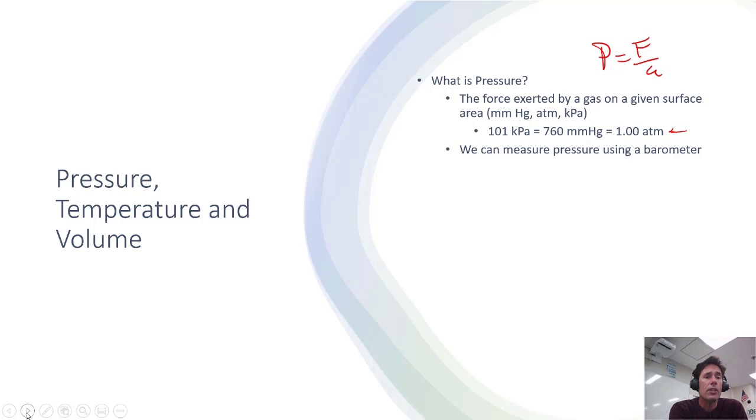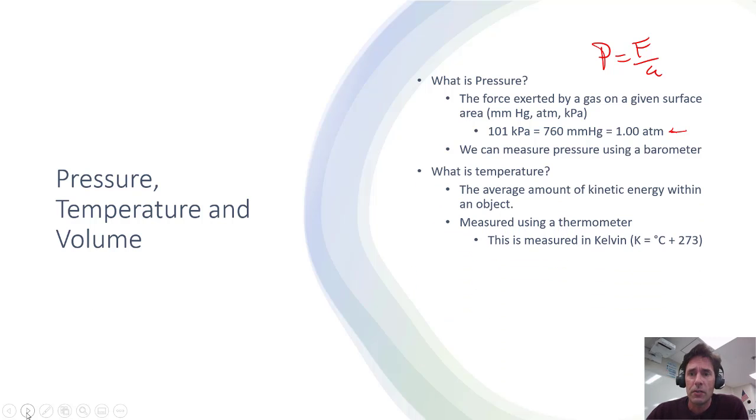The other thing we need to know about is temperature. What is it? It's the average amount of kinetic energy within an object, and we measure that using a thermometer. For gases, we always want to measure our temperature in Kelvin, because Kelvin is an absolute temperature scale, meaning there are no negative numbers. The coldest temperature for Kelvin is 0 Kelvin. Everything else is positive.